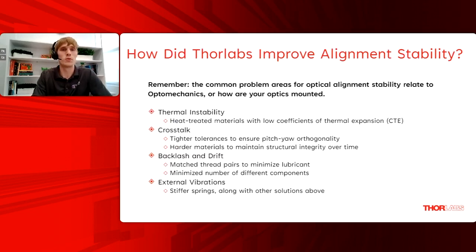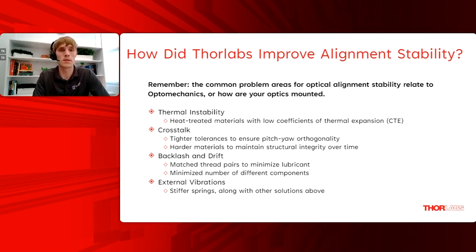So how did we improve that stability? How did Mount 2 in the last thermal shock scenario and the vibration testing move past those problem areas? Well, remember that the optomechanics, basically how the optics are mounted, are going to be the most important parts. When it comes to thermal instability, heat-treated materials with low coefficients of thermal expansion were used. When it comes to crosstalk, tighter tolerances are used on the machine parts to ensure orthogonality, and harder materials are used to maintain that structural integrity over time to prevent wear and tear.